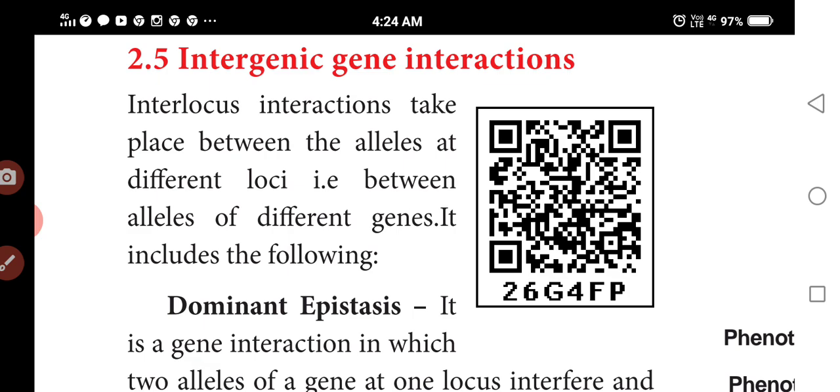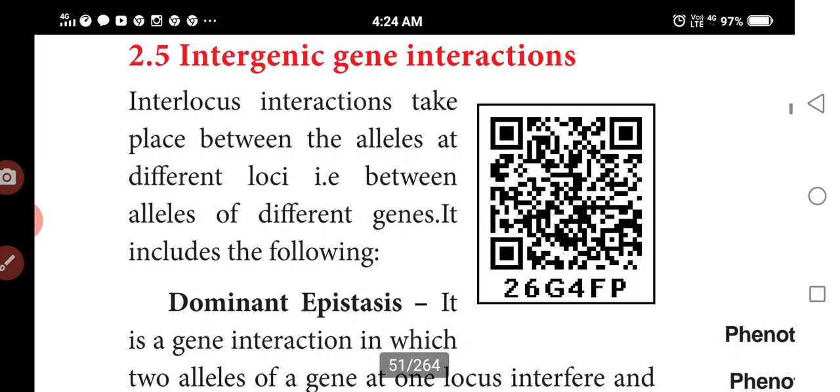Last class we discussed intergenic gene interactions. In the last video I said that a hybrid cross shows gene interactions. So now we are discussing intragenic gene interactions.